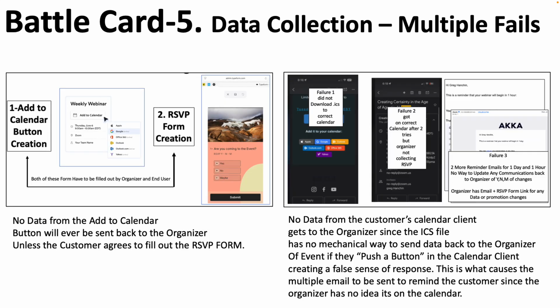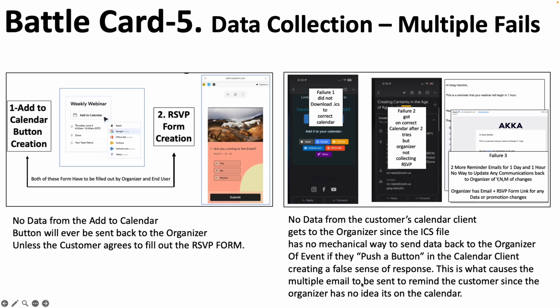So the battle card number 5 is data collection. I talked about this when we combined these two efforts together. Essentially, no data from the add to calendar button will ever be sent back. It's false hope, unless the customer agrees to fill out the form. I talked about that in item number 3, and then no data from the customer calendar client gets to the organizer since the ICS file has no mechanical way to send back to the organizer of the event, even if they push the button in the calendar client, creating a false sense of response.